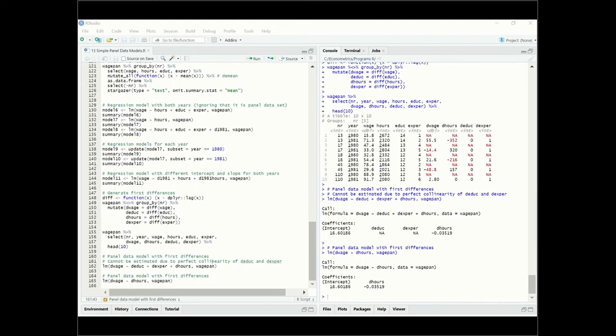So the way to interpret this coefficient is that if a person increases the number of hours that they work by 1 hour from one period to the next, their wage is actually going to reduce by 3.5 cents from one period to the next. Okay, so this concludes the discussion on the first differences estimation of the panel data model.